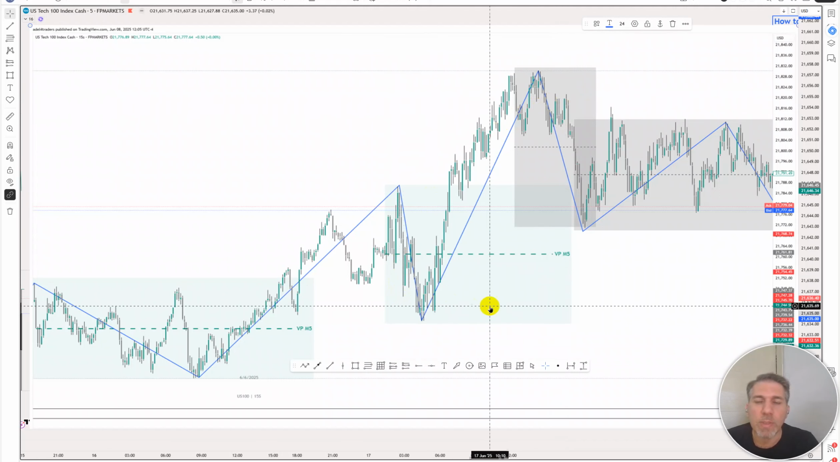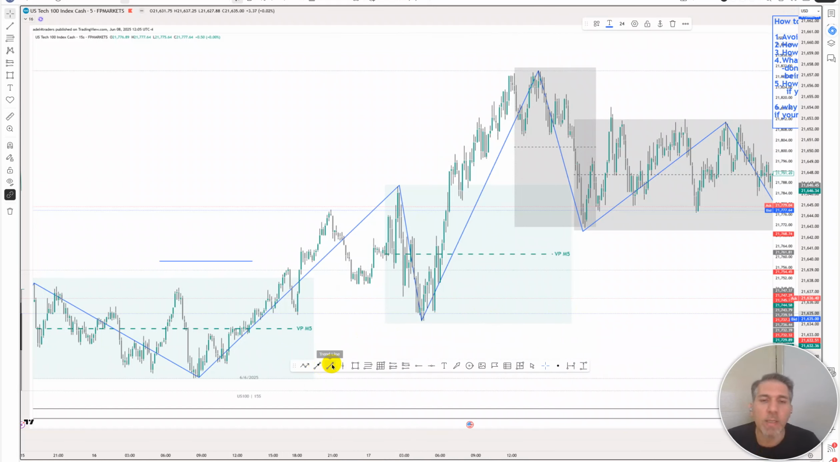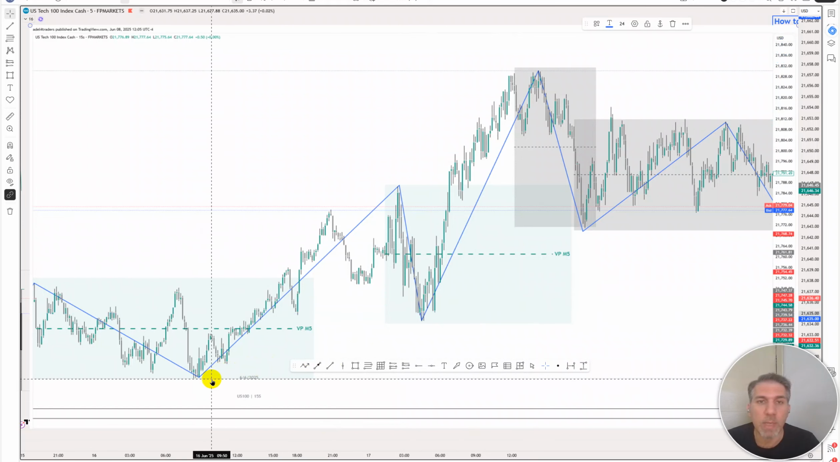The way we're going to define our FTR is like this. We're going to define the last higher low or lower high. I'm not talking about the lower low, and I'm not talking about the higher high. I'm just talking about the last lower high and the last higher low. So this is our lower low. Where did it start? The origin of this move is right here.